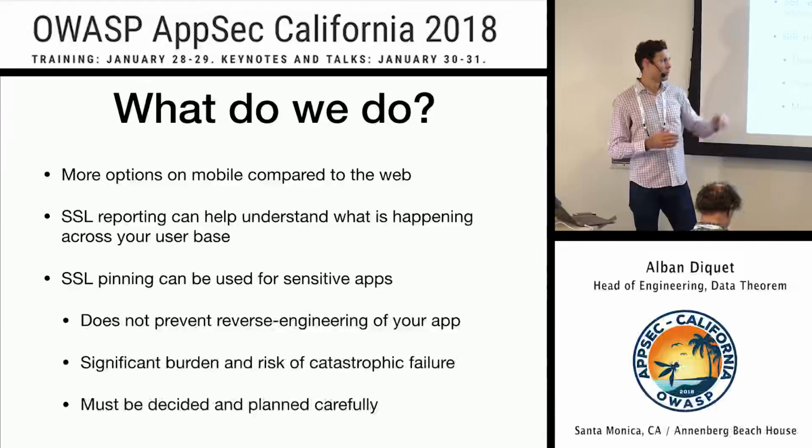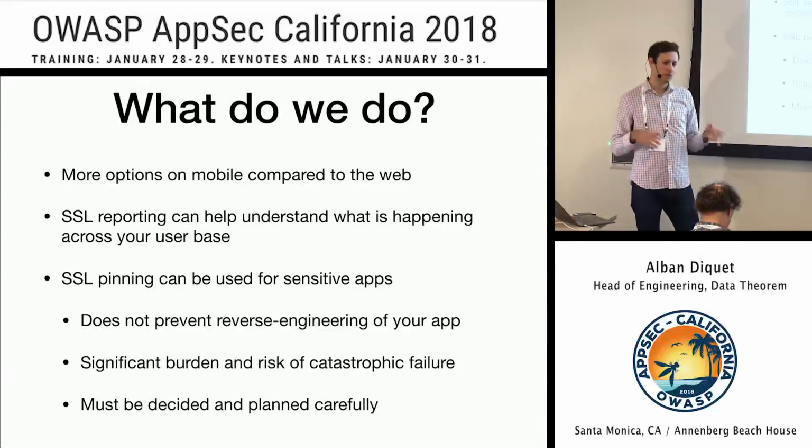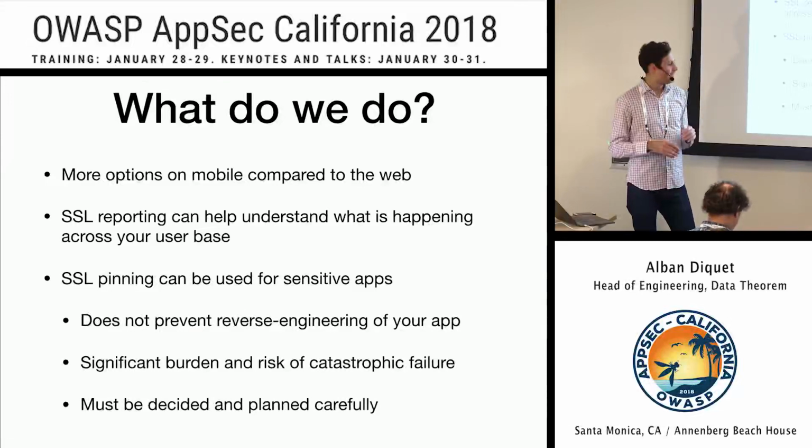Again, you should only do pinning if you really feel like your app needs it. It's a huge overhead and there's a huge risk of catastrophic failure, like what happened to Barclays. So you really should think twice before doing it. And if you want to do it, it needs to be planned carefully. The server team needs to be involved because they're going to be rotating the keys and the certificates. So there needs to be a lot of communication happening for this to succeed.